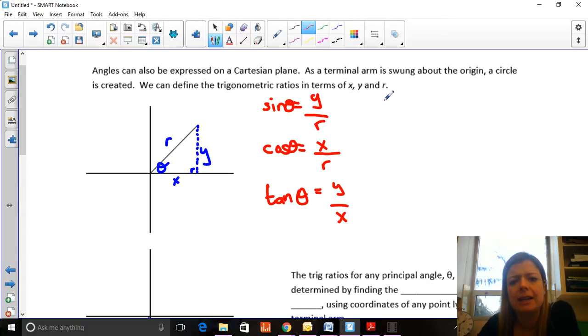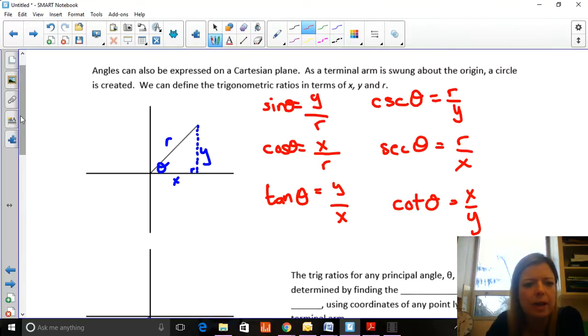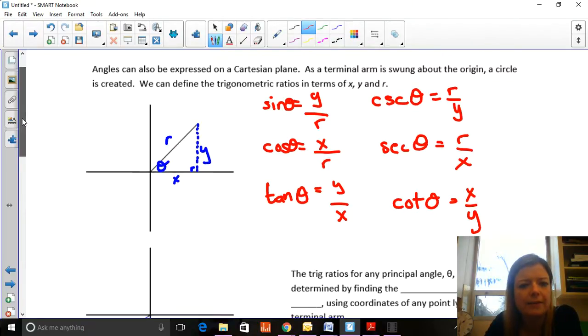Okay, now the reciprocal of sine is cosecant of theta, which is equal to r over y. Then you just flip top and bottom. Secant theta is r over x, and cotangent theta, or cot theta, is x over y. All right, so that is how you find it if it's in the first quadrant.